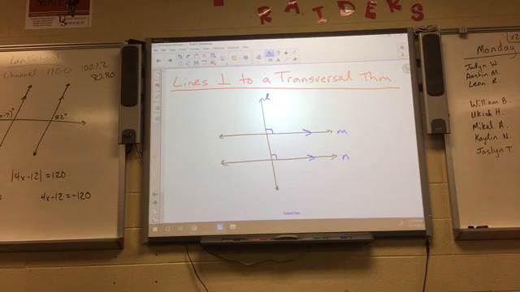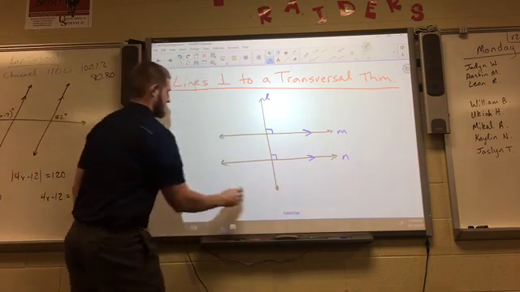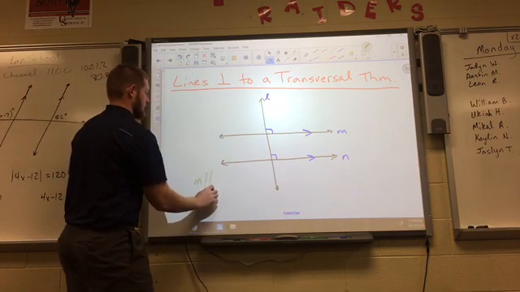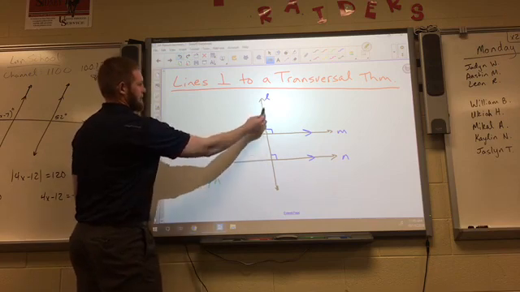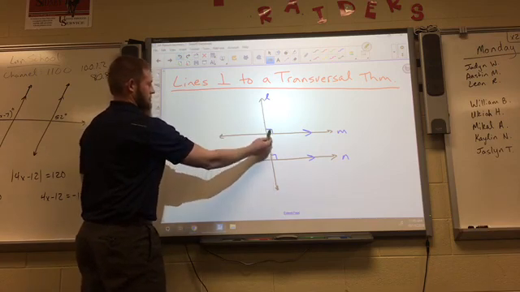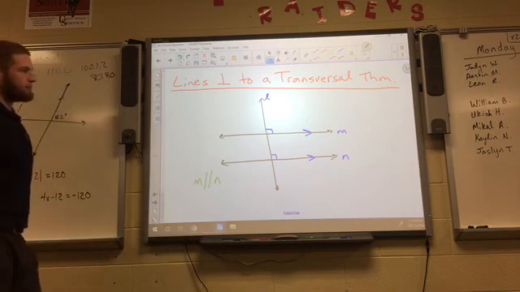Okay. In a long roundabout way, you could have used the corresponding angles converse. Okay, it would have just taken you twice as many steps. Okay, but it's telling you the same thing. You're getting to the same point. M must be parallel to N if the transversal is perpendicular to both of them.